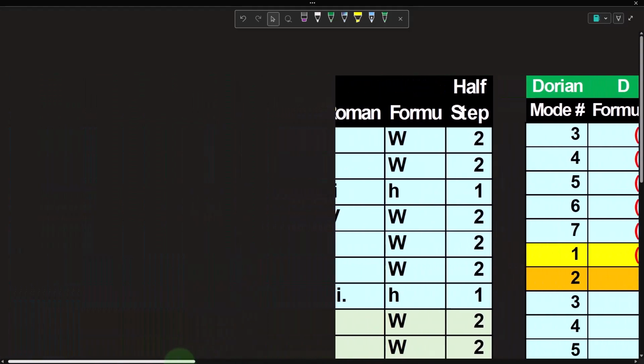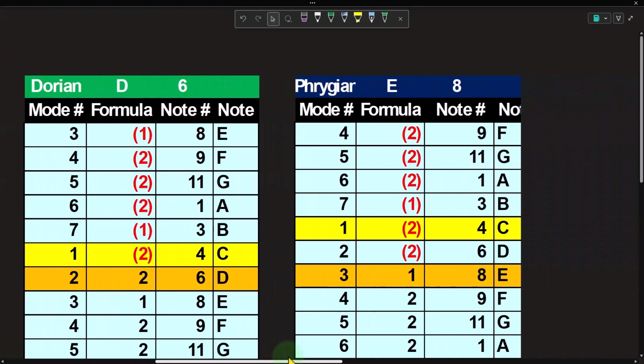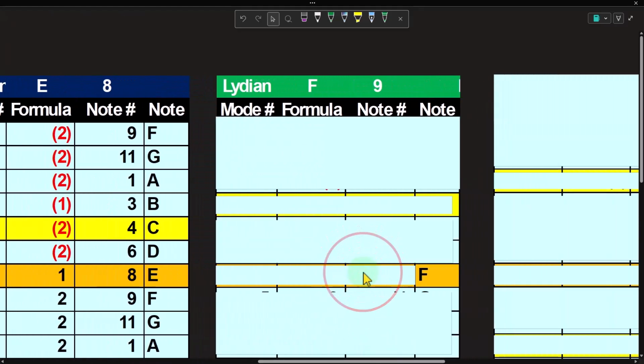So anyway, if we're on the Lydian here, we can go back up to get to the Ionian. So we could go backwards. So let's go back on over. All right, so here is this one.